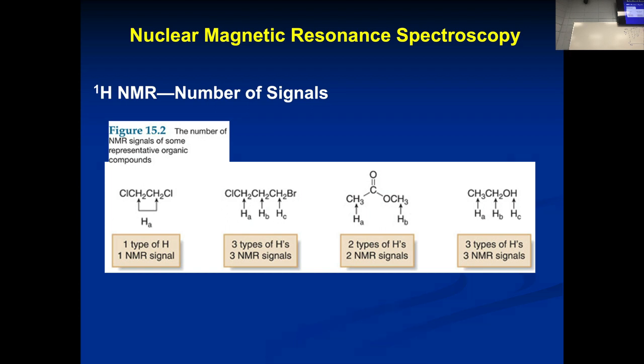This ester, I've got 2 methyl groups, but those methyl groups are going to be different. This methyl group is connected to the carbonyl. That methyl group is connected to an oxygen. Those are 2 different types of groups. They're going to give you 2 signals, okay? And then our good friend ethanol, 3 signals. One for the CH3, one for the CH2, and one for the hydrogen attached to the oxygen. Okay? We'll see 3 different signals.